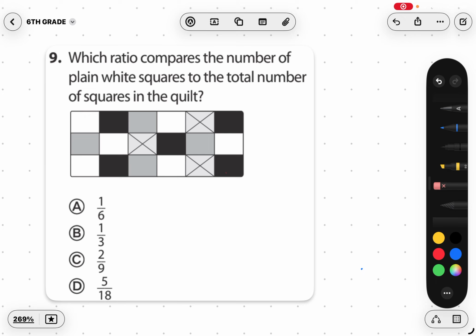All right, this question reads, which ratio compares the number of plain white squares to the total number of squares in the quilt? So plain white, all right, let's underline that. Plain white to total number, all right? So let's count out the white ones. 1, 2, 3, 4, 5, 6. So there's 6 white.